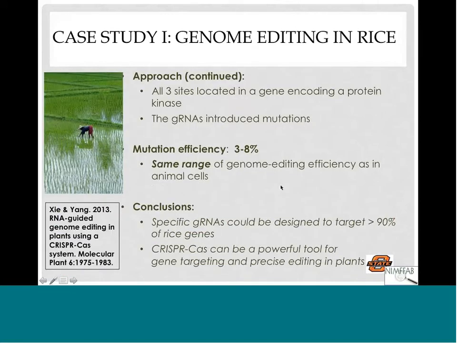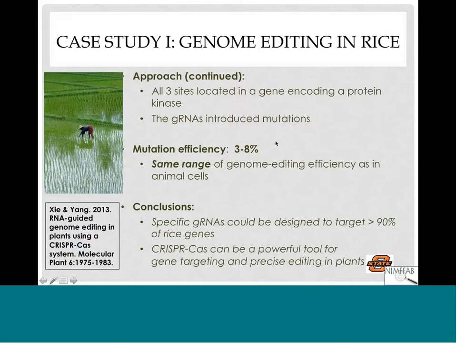And by doing that, they were targeting three sites in a single gene that was encoding a protein kinase. The gRNAs then introduced the mutations, and the efficiency that they achieved in this work was as high as 8%. And that sounded kind of low to me, but then they made the comment that this was in the same range of the efficiencies that have been achieved with animal cells.